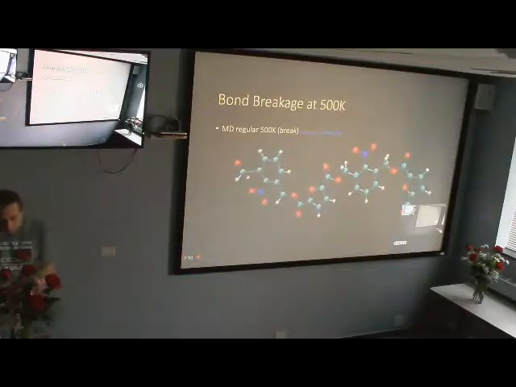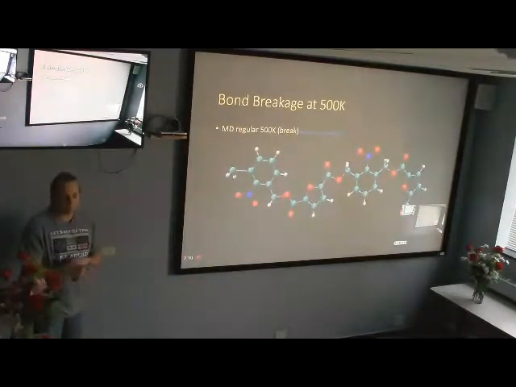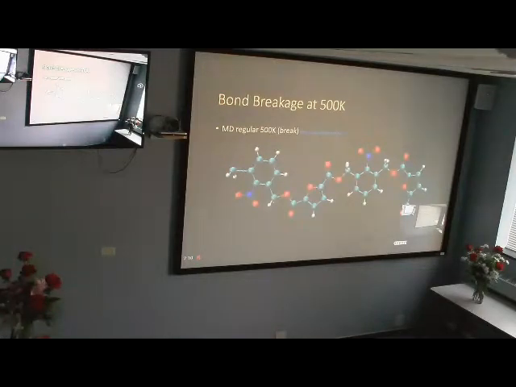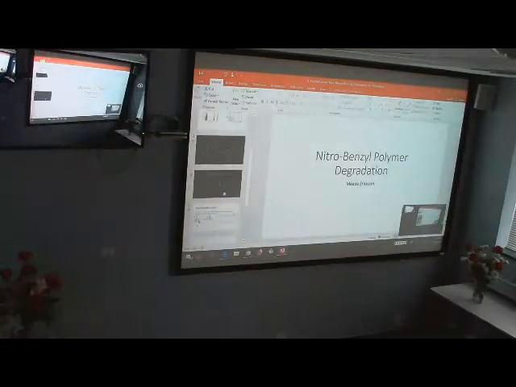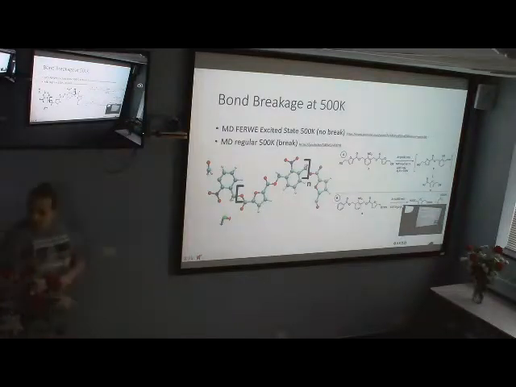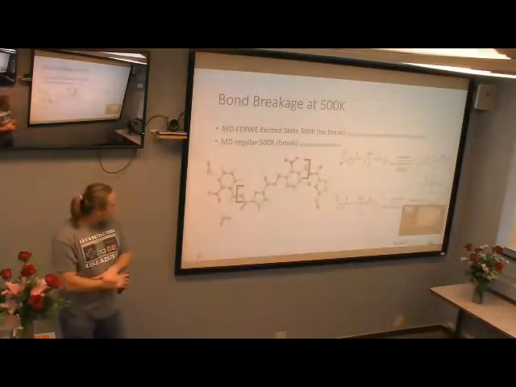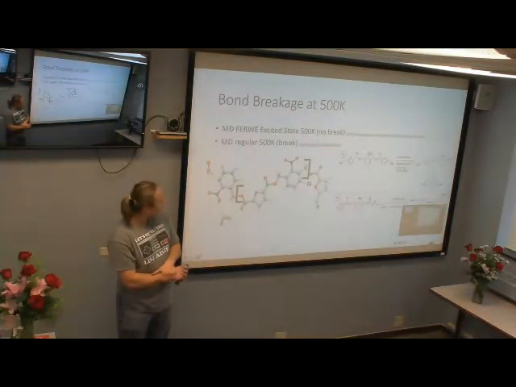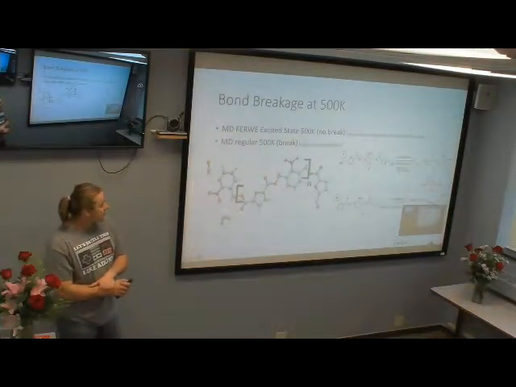Now I didn't show it on the graph, but this area of the HOMO is actually around the pentene ring. I can't tell you this degradation, but that's what I said, that it didn't. I did not see a break for some reason.